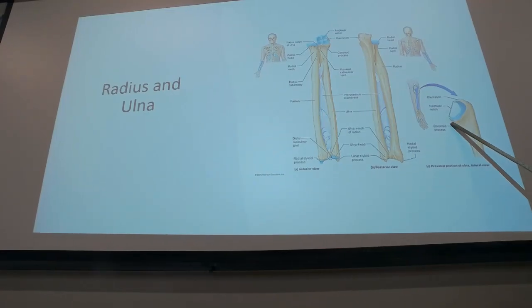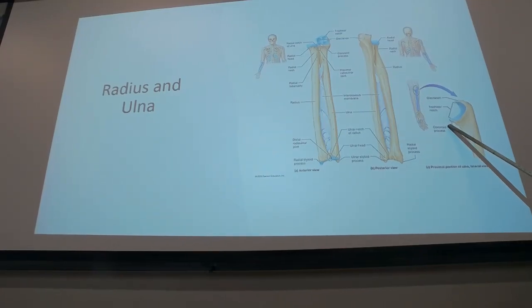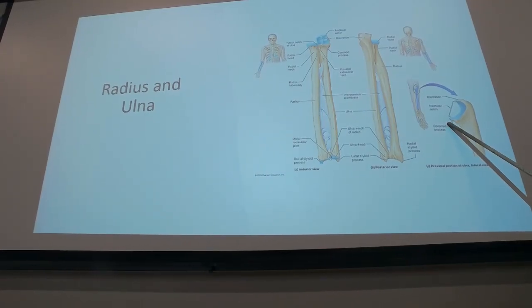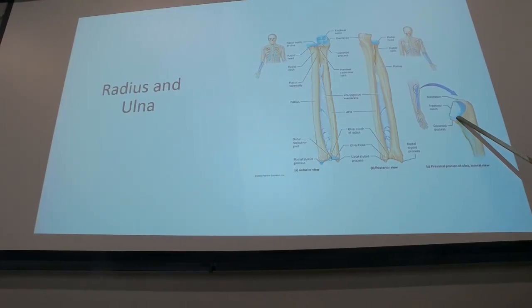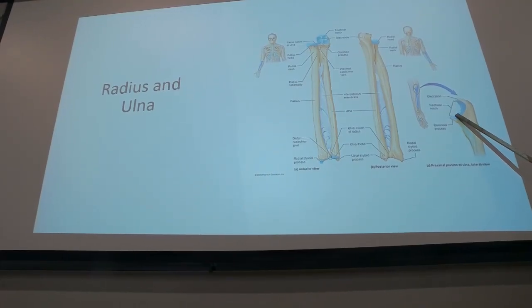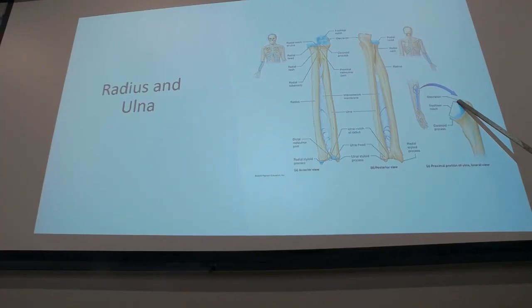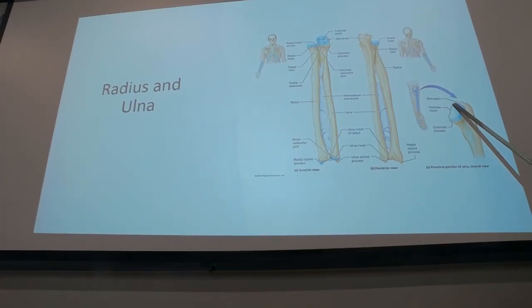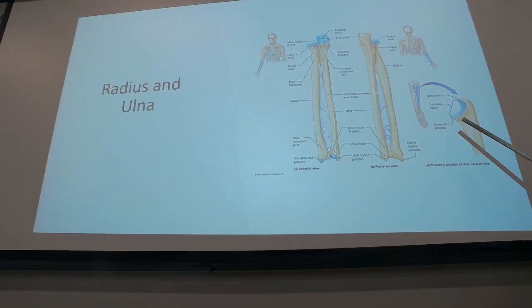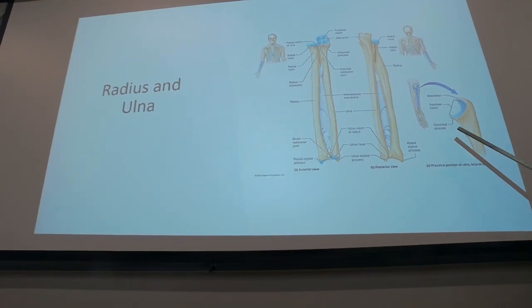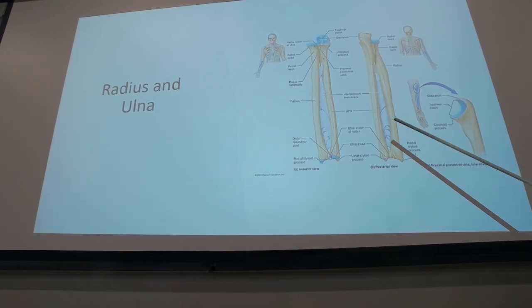This is the one that fits in the coronoid fossa anteriorly in the humerus. And then this is the trochlear notch. This is the one that slides on the trochlea of the humerus. And here's the olecranon process that fits in the olecranon fossa posteriorly in your humerus. So you can have flexion, extension of your forearm.